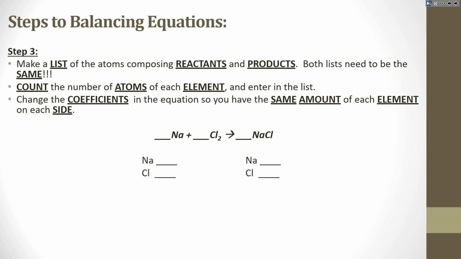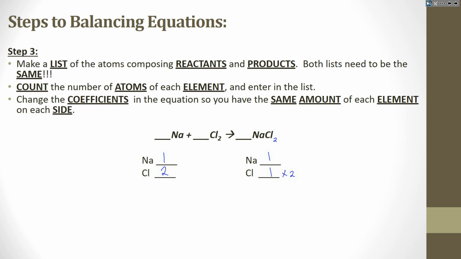Now, I wouldn't probably make this list every single time. As you get better at this, you won't need to. But you can list out the different atoms you have for reactants and products and make the list the same. So if I'm looking at this reaction, I've got 1 sodium on this side and 2 chlorines on this side. On the other side, I only have 1 sodium and 1 chlorine. So I need to multiply this by 2.